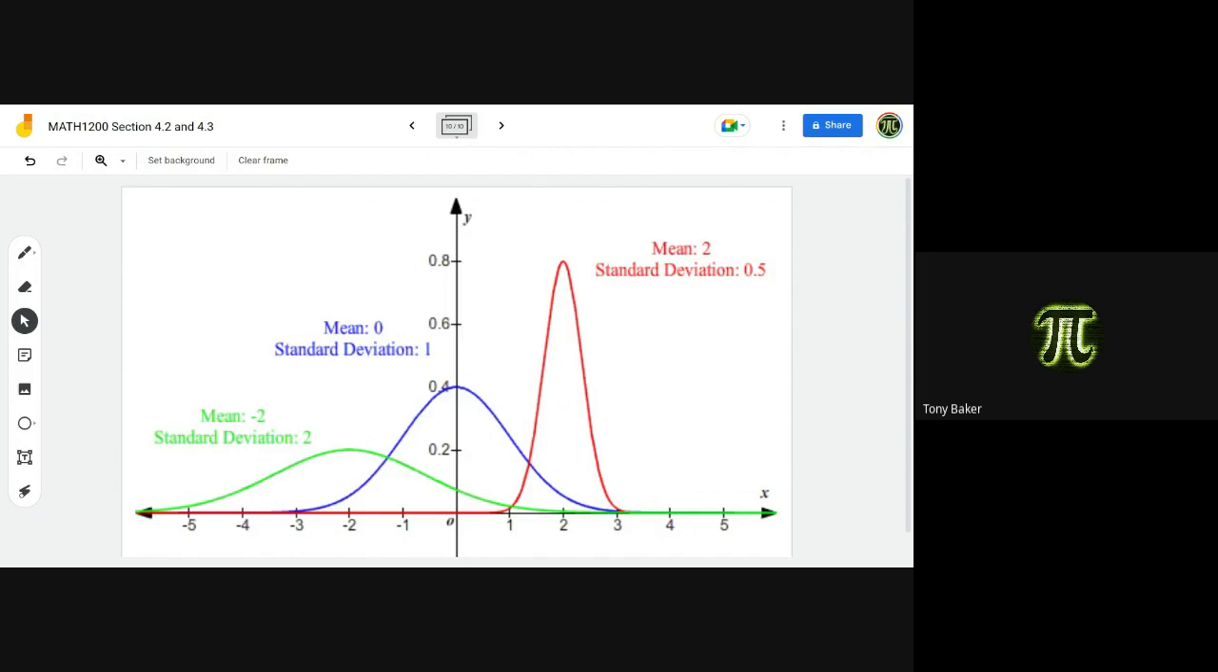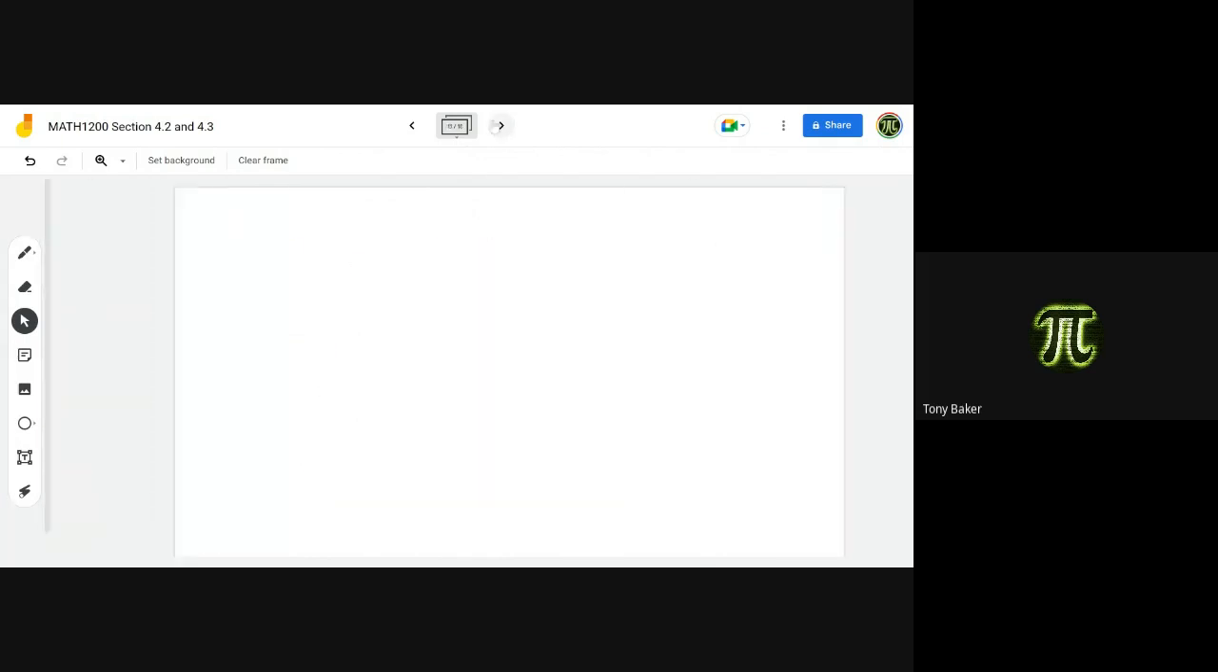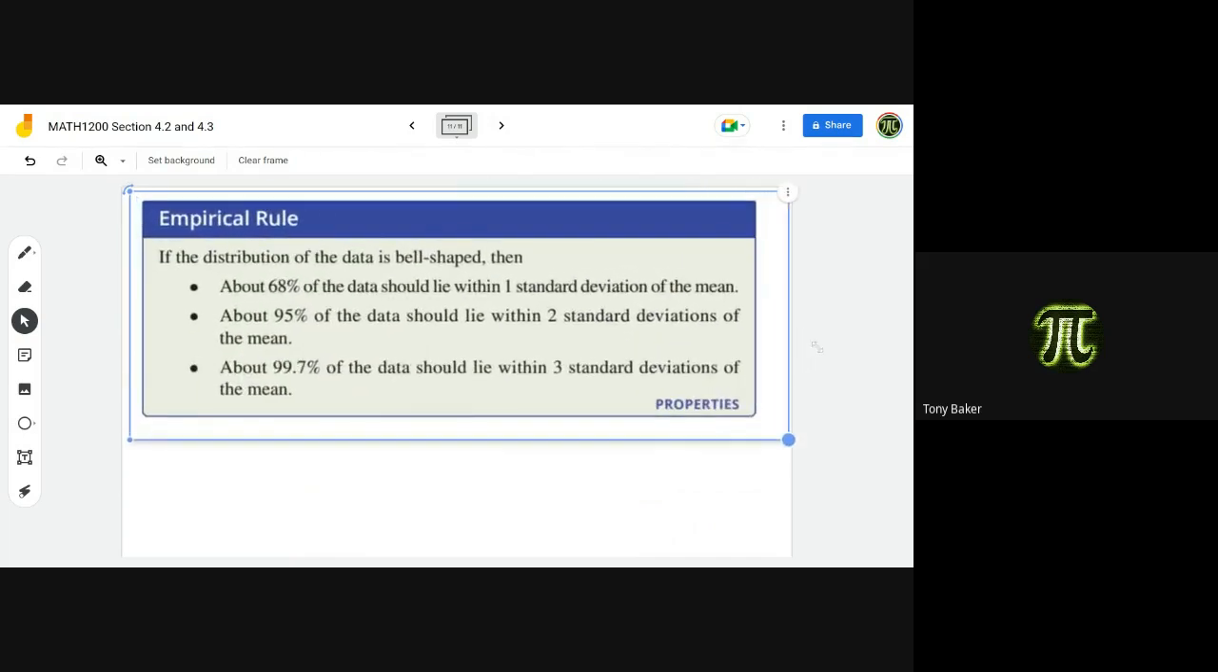Right? So why do we care how far things are spread apart? That's the next wonderful question. Well, because standard deviation gives us a very important rule called the empirical rule. So the empirical rule states that 68% of all of the data, of all your numbers, will be within 1 standard deviation of the mean.